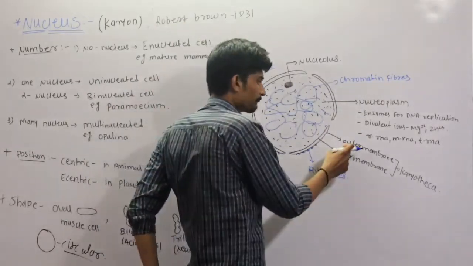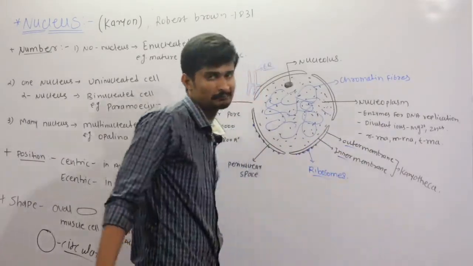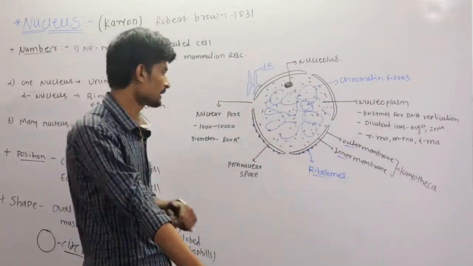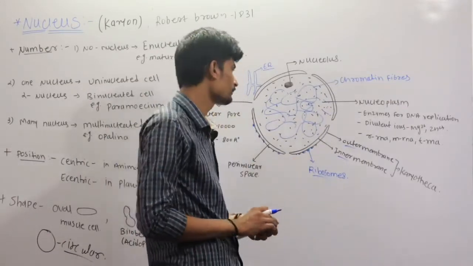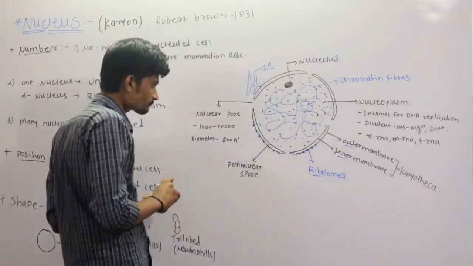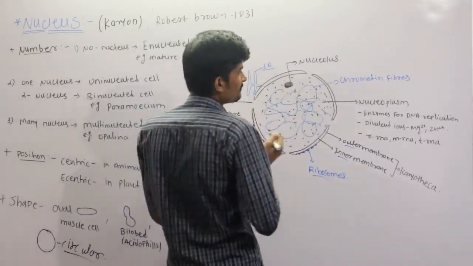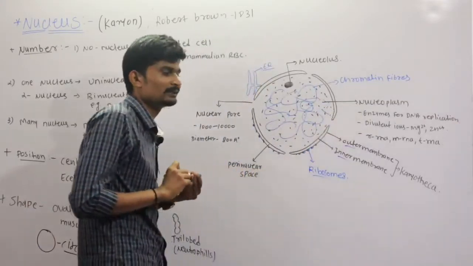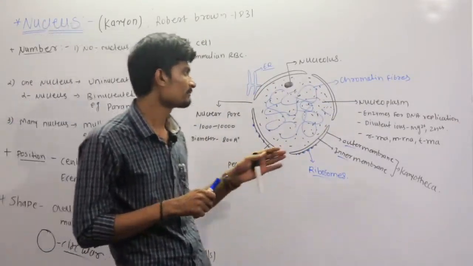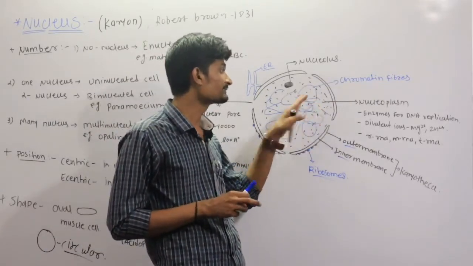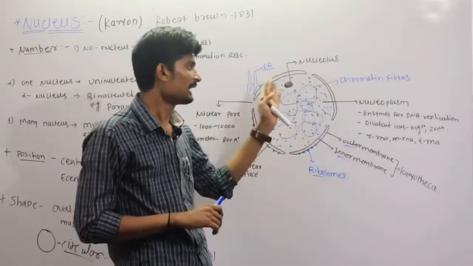Now on the outer membrane, there are particles. These particles are called ribosomes. So ribosomes are present on the outer membrane of the nucleus. Then inside the membrane there is the nucleoplasm. In the cell there is cytoplasm, so like that there is cytoplasm inside this nucleus, that is why it is called nucleoplasm.